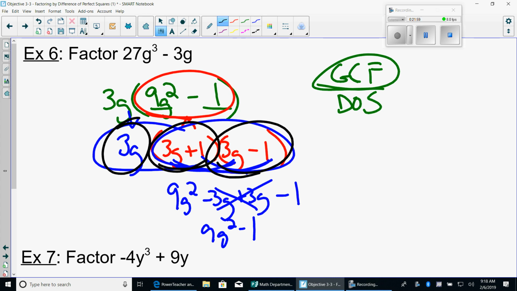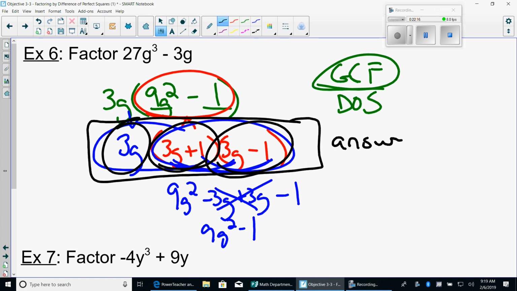If it's test day and you only pick 3g plus 1 and 3g minus 1 and you don't pick the GCF, it'd be wrong if it was a TEI item. So you got to have all of them. So let's talk about how we check this. Any questions on this whole thing is your answer? This is your answer right here. And we did both GCF and difference of two squares.